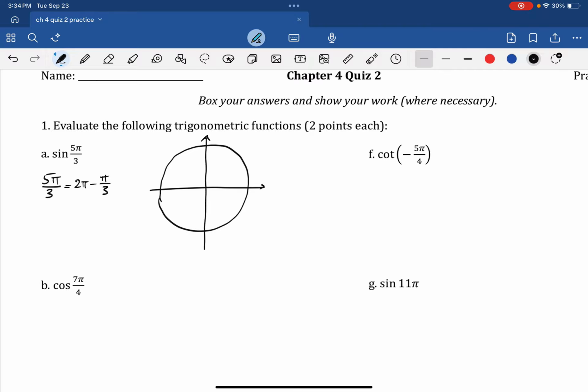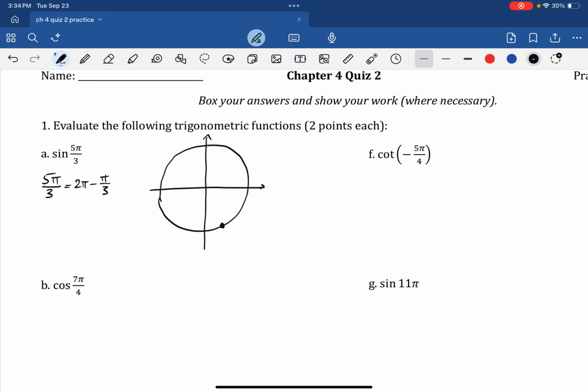All right, so if I were to go all the way to 2 pi, I would be here, and then I'm just going to go pi over 3 backwards. And pi over 3 is just 60 degrees. So that places me right here. Right, that's pi over 3 behind 2 pi.